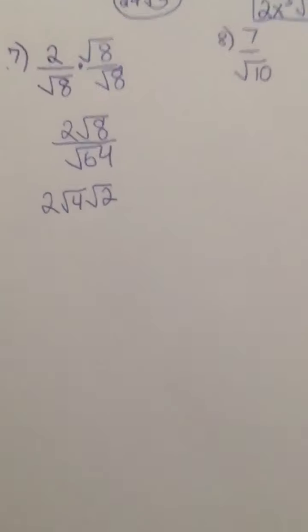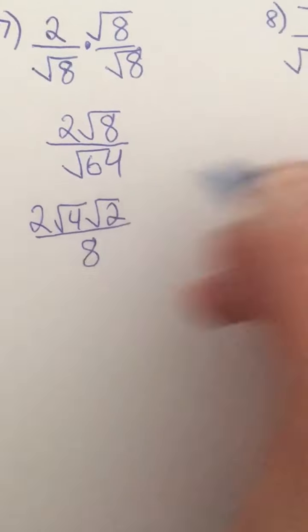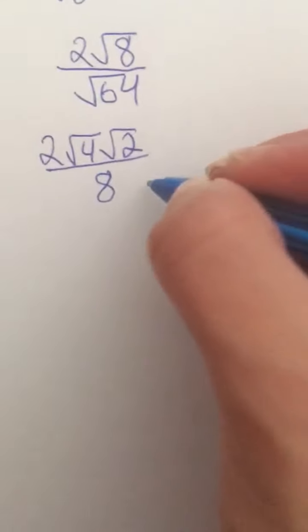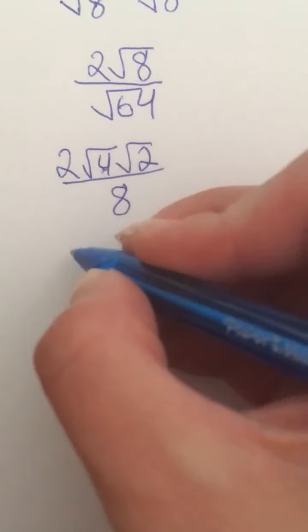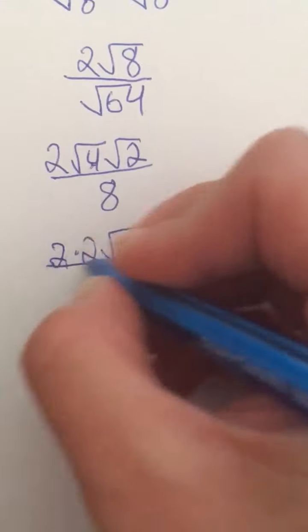So radical 8 will break up to 4 and 2. And then the bottom, we have a perfect square now. So we just have 8 in the bottom, which is totally fine. We're just not allowed to have a radical in the bottom. We do have to simplify a little more for this one. Square root of 4 is 2. So now we have 2 times 2, radical 2 over 8.